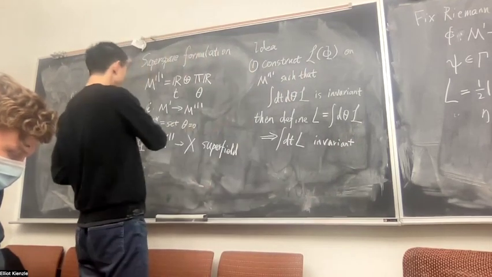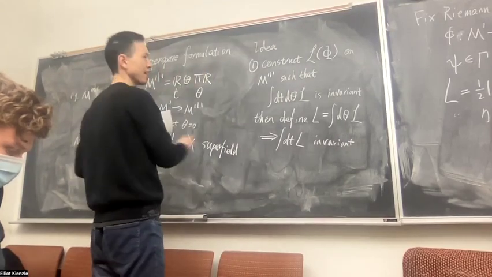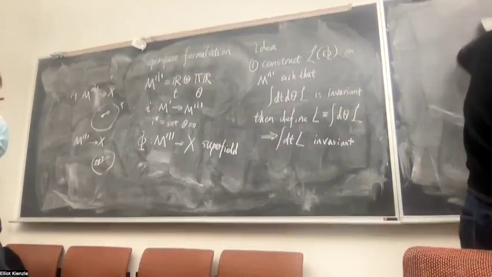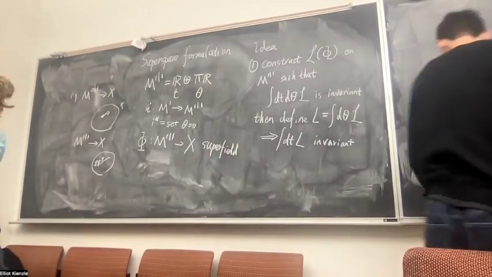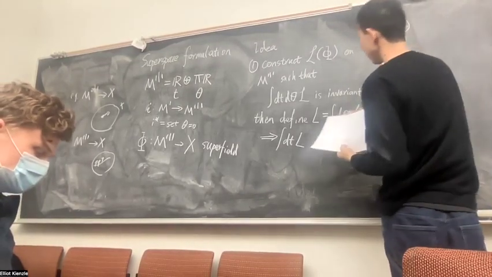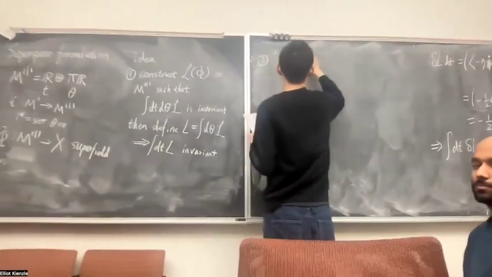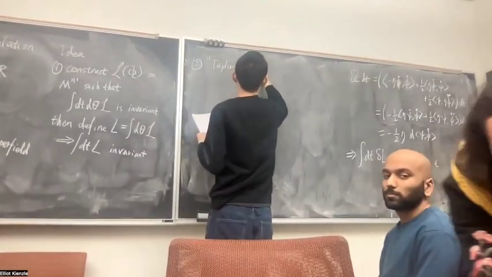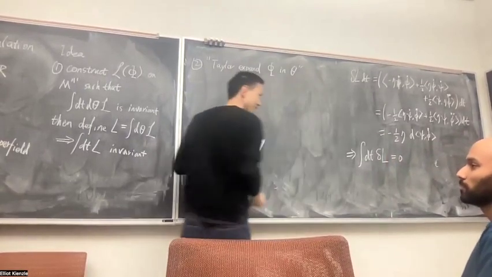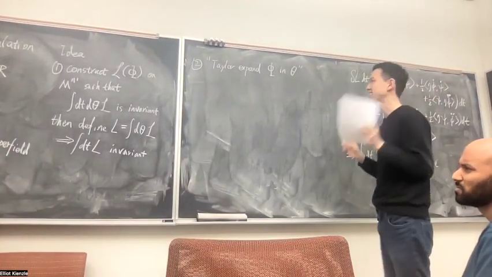And the second point is that you have this superfield, but you somehow need a way to write this superfield in terms of the usual fields you have. So maybe second is that the way you do it is that you somehow do a Taylor expansion in the odd direction.